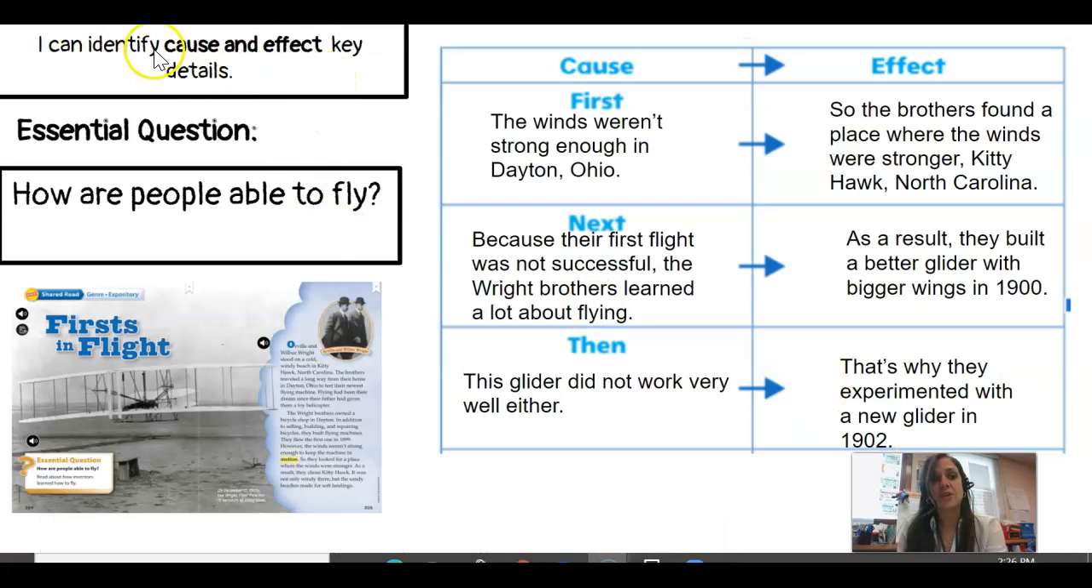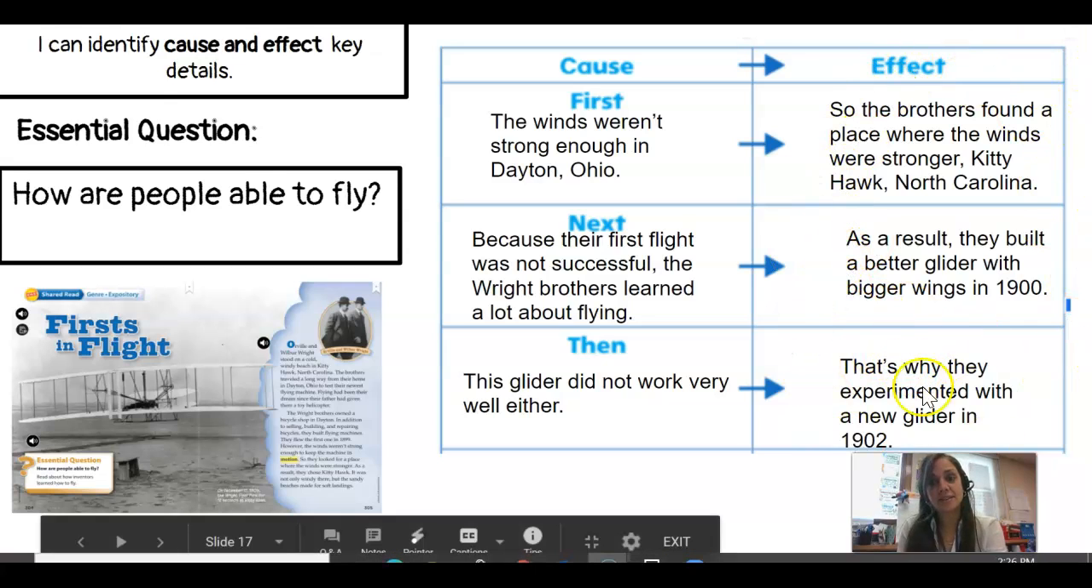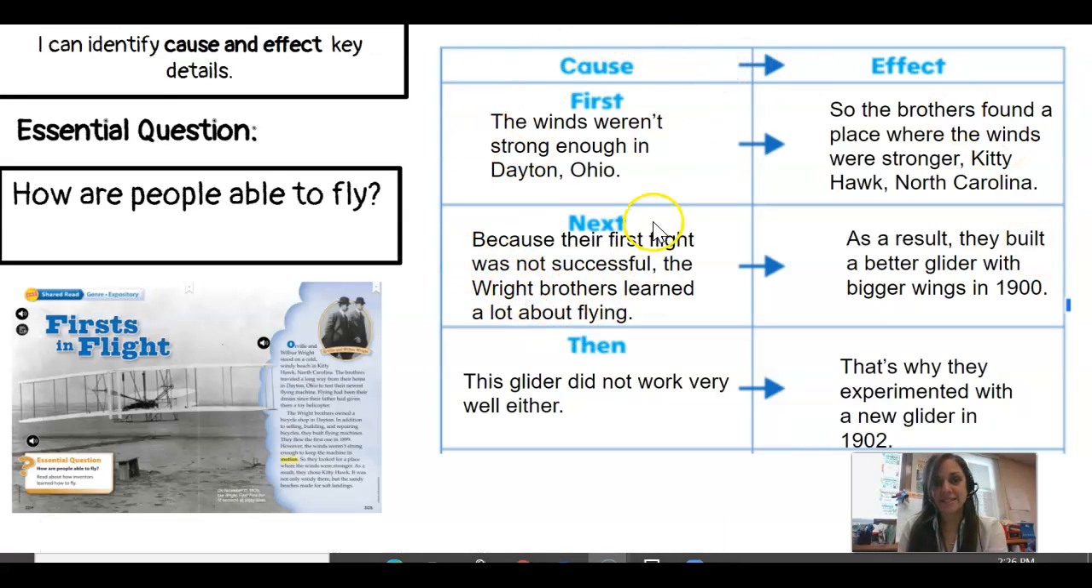So third graders, we just identified cause and effect key details. We went back into the text to reread. We noticed what happened first, next, and after that, then. We looked for signal words such as so, because, as a result, and why. We found what happened, the result, and we found cause, why it happened.